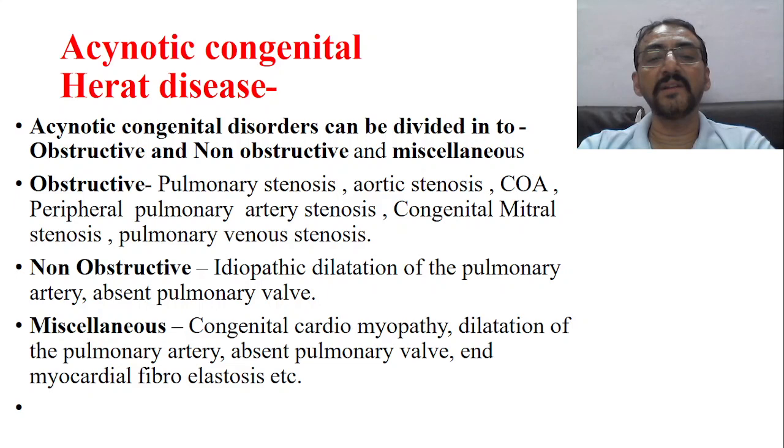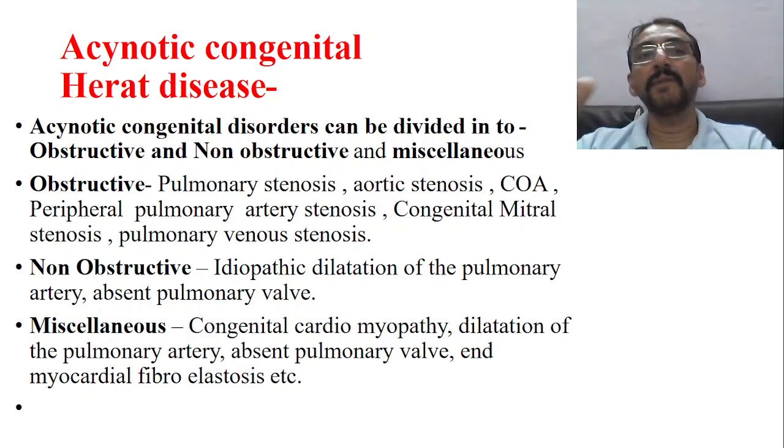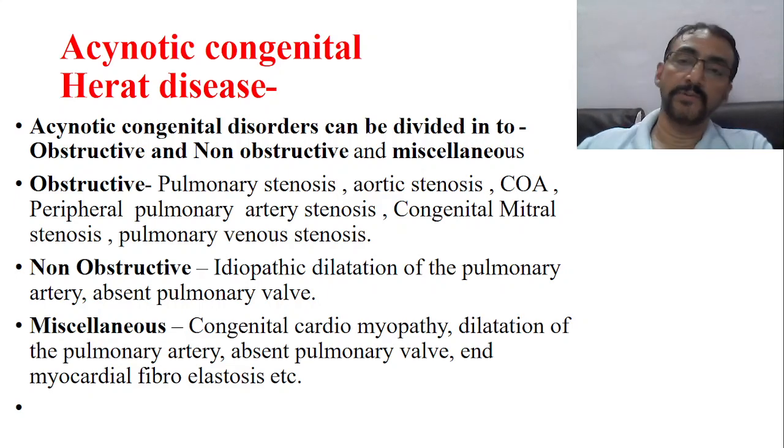These are some of the non-obstructive causes. Similarly, some miscellaneous causes are there: congenital cardiomyopathy, dilatation of the pulmonary artery, absent pulmonary valve, and myocardial fibroelastosis, etc. Of course, these are some of the rarest causes. But anyway, we can divide this acyanotic congenital heart disease into three types: miscellaneous, non-obstructive, and obstructive.